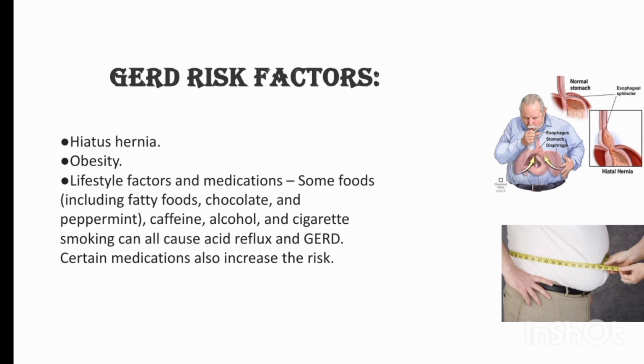GERD risk factors: hiatus hernia. Here in the image, we can see the normal position and abnormal position of the stomach. Abnormal position of the stomach is seen in patients who present with chief complaints of chronic cough, vomiting, asthma. Due to the increase in the thoracic abdominal pressure, there is a bulging of the stomach into the esophagus, which leads to the hiatus hernia. Depending upon the severity, hiatus hernia is categorized into three grades.